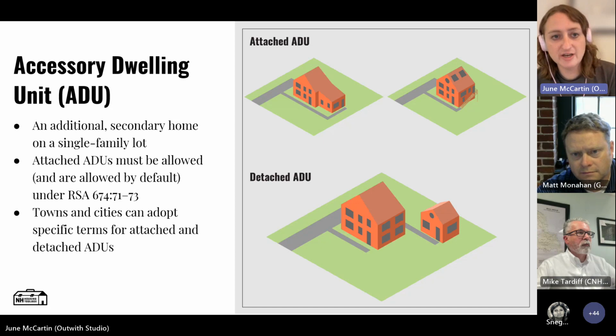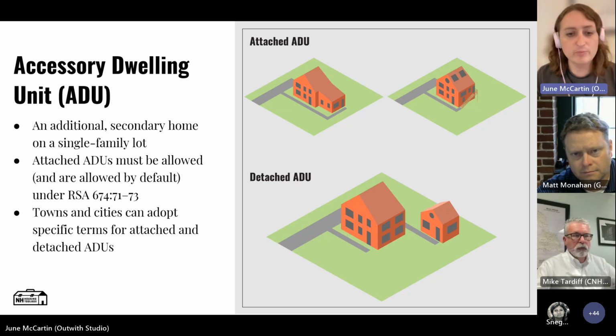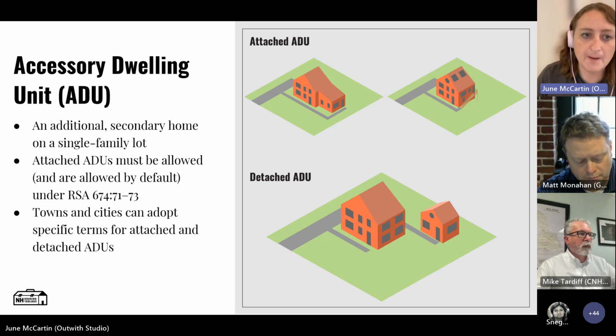Now, attached ADUs must be allowed and are allowed by default in New Hampshire. So if your community has zoning and you don't make some provision for ADUs, then by default they're allowed in your residential districts.